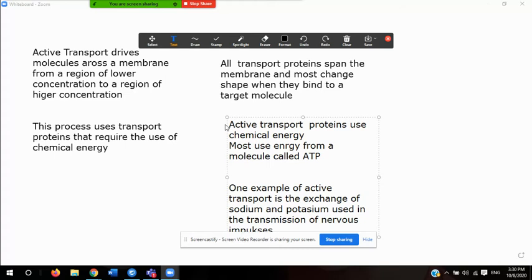So this is an example of active transport. In our neurons, we need this to help us function properly. Another one is the proton pump. Another example of active transport is the proton pump.